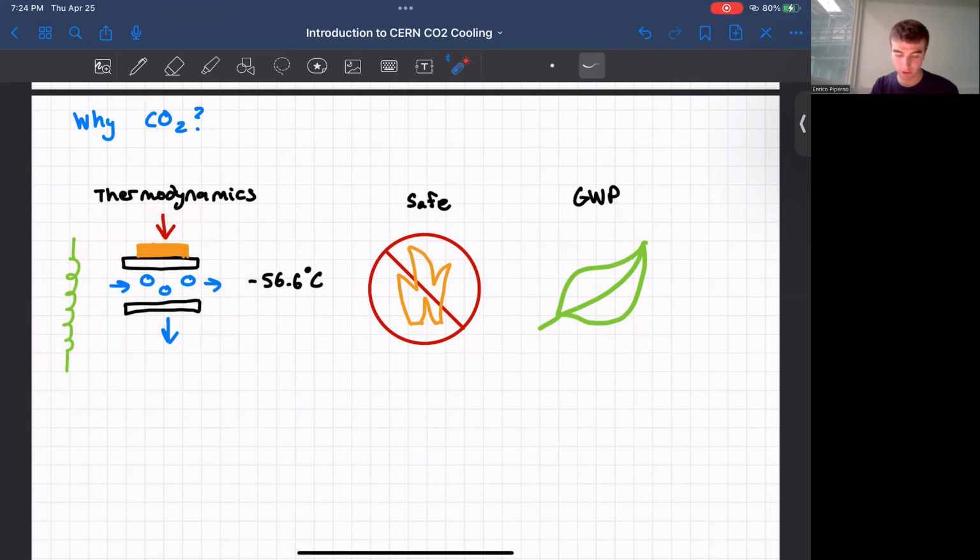Also, the operating temperature is around minus 40 degrees Celsius, which is above the freezing point of CO2, which is minus 57 degrees Celsius. Furthermore, CO2 is non-toxic and non-flammable, which makes it safe to use inside the experimental cavern. And compared to other refrigerants, CO2 is a much weaker greenhouse gas, and as a result, its global warming potential is much lower.